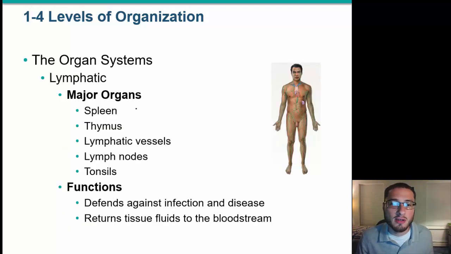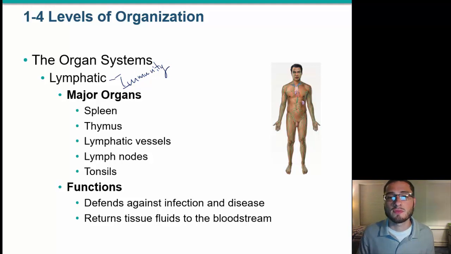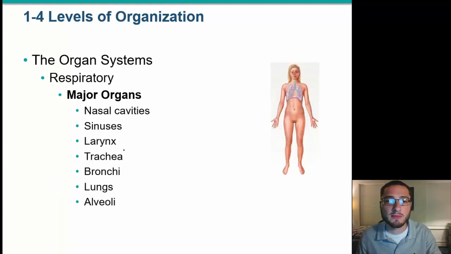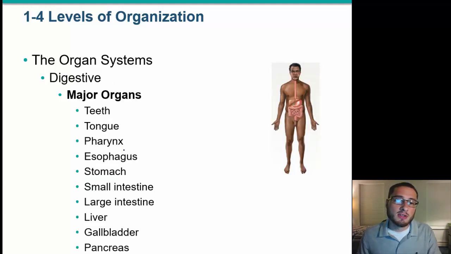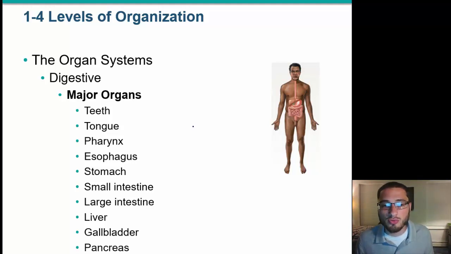Lymphatic system, in living environment or in biology, a lot of times they'll call it the immune system or immunity. Okay, that's the lymphatic system. Lymph nodes, lymph vessels, thymus, spleen, tonsils, these are all part of making sure that you defend against infection, disease, invaders, whatever it may be. Respiratory system, lungs, breathing. Digestive system, obviously for breaking down food in order to maintain the levels of nutrients that your cells need.